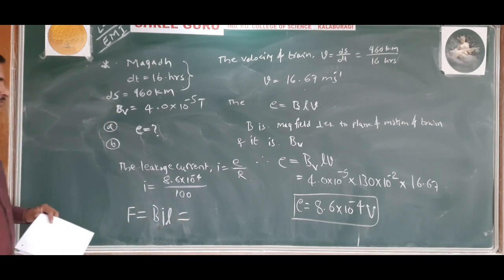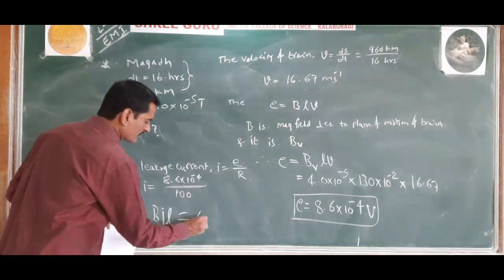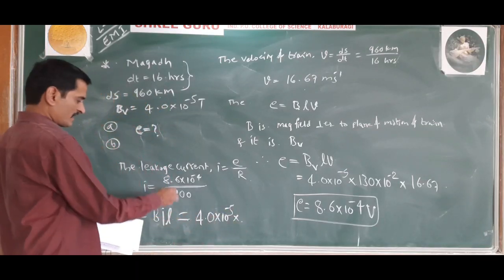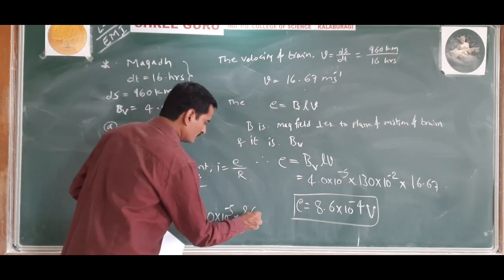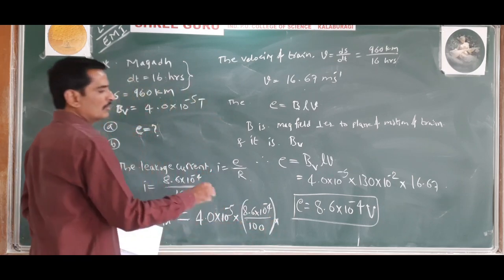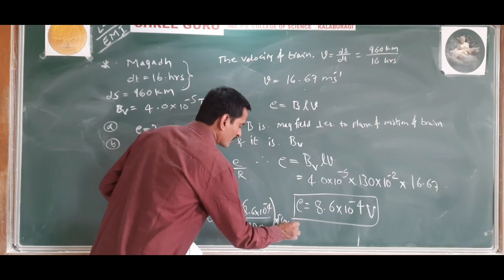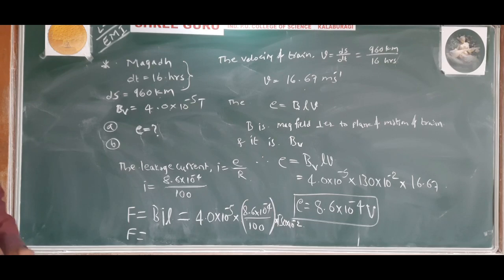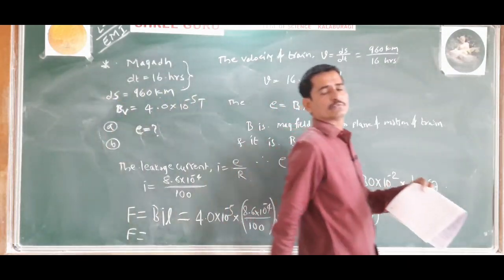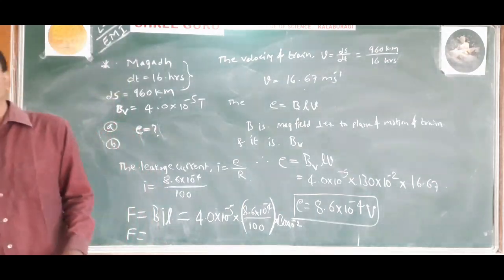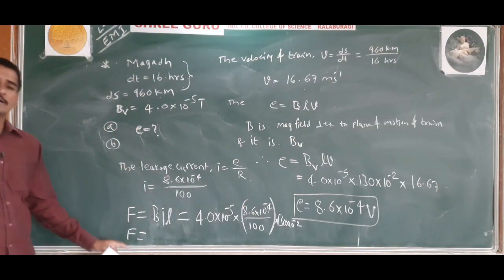Once again substitute the value of B, which is the vertical component of the magnetic field only. So 4.0 × 10^-5 into I, which is 8.6 × 10^-4 divided by 100, into L, which is 130 × 10^-2. Now simplify this and we get the force acting on the train, that is the retarding force. This force is the Lorentz force, and it is in a direction opposite to the direction of motion of the conductor.